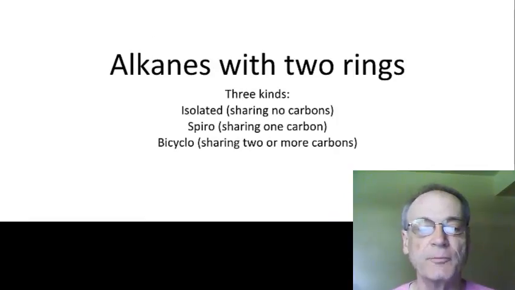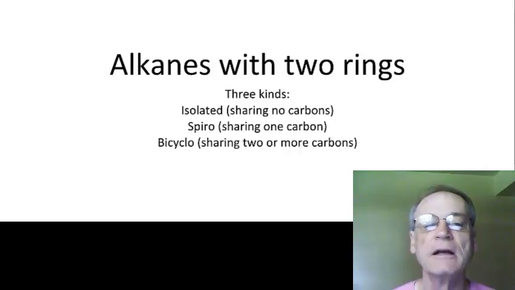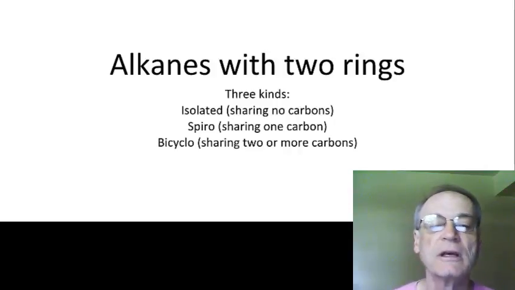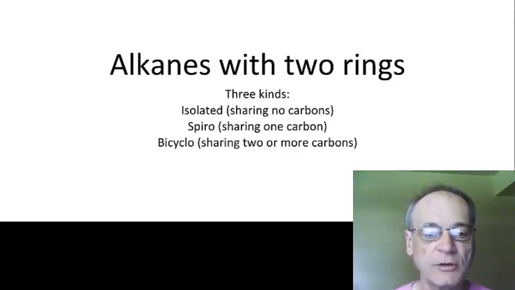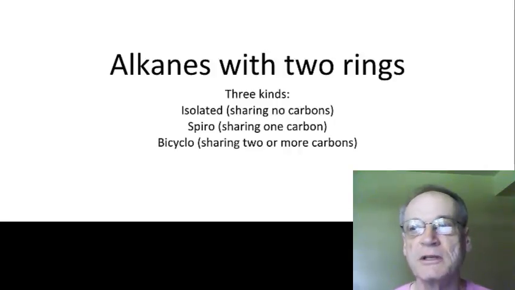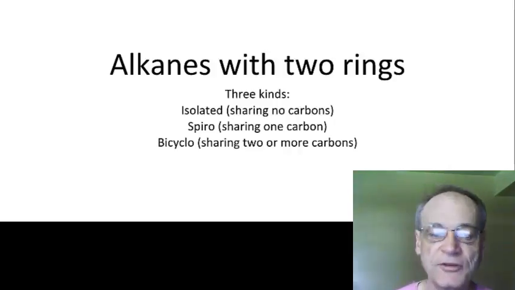As I said, there are basically three kinds of alkanes that have two rings. First of all, there's called isolated, where the two rings are separate from each other. They don't share any carbons. There may be other carbons in between the two rings, but none of the carbons could be considered to be a member of both rings at the same time.